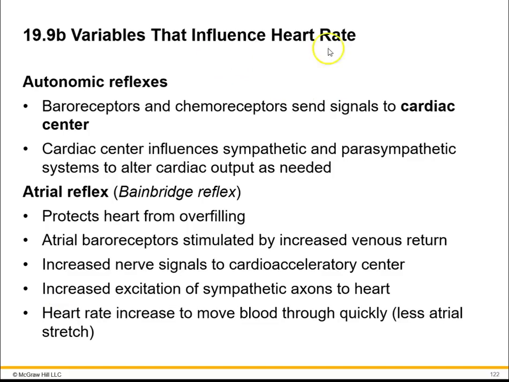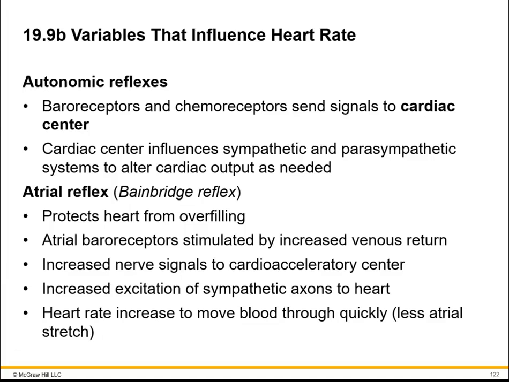All right, and other things that influence the heart rate include autonomic reflexes. So we have baroreceptors and chemoreceptors throughout the cardiovascular system, and they send signals to that cardiac center of the medulla oblongata. The cardiac center then influences the sympathetic and parasympathetic systems to alter the cardiac output as needed.